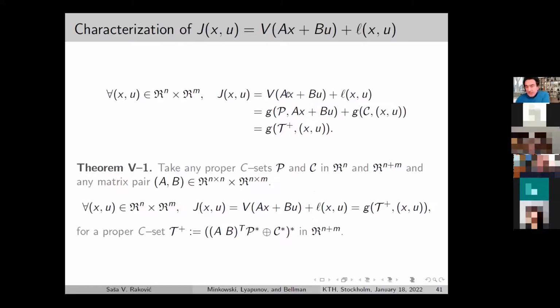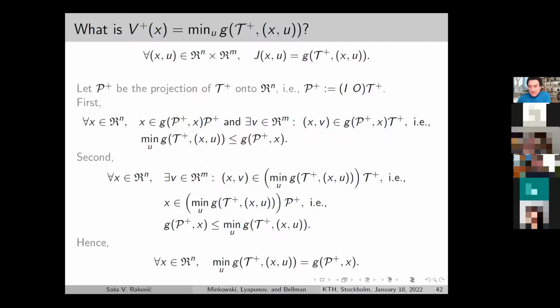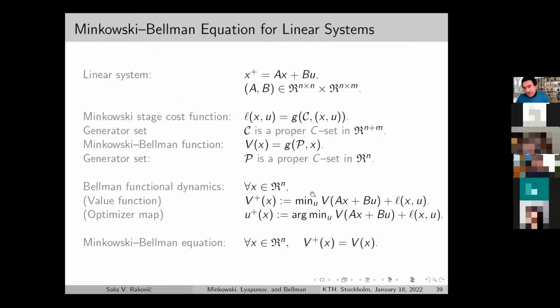Okay, so here is the first fact we can state. If you take any proper set P and any proper set C and any matrix pair A, B, and you look at this objective function, then this is a Minkowski function of a set T plus, which is given by this expression. Now, this doesn't mean you need to compute this set, but it gives you the closed-form characterization of the function. We'll talk about computations later, but for the time being, we are still in business because the objective function we are dealing with is a Minkowski function, okay? Now, the second question is a bit more complicated, because now we need to figure out, when we perform parametric minimization, will we still stay in the space of Minkowski functions?